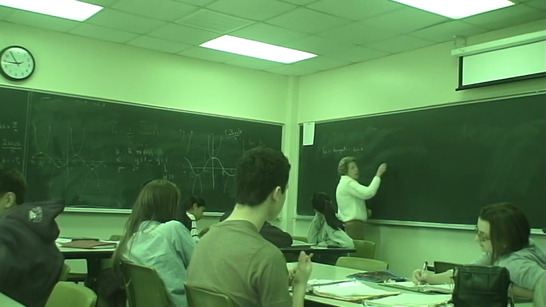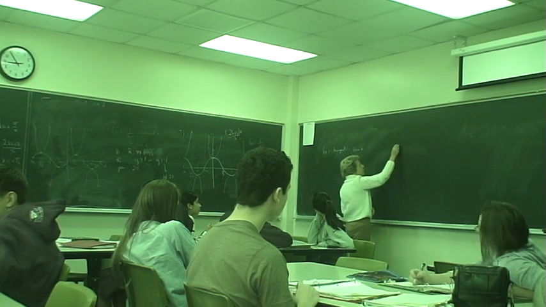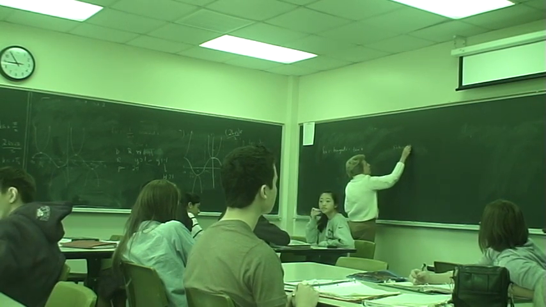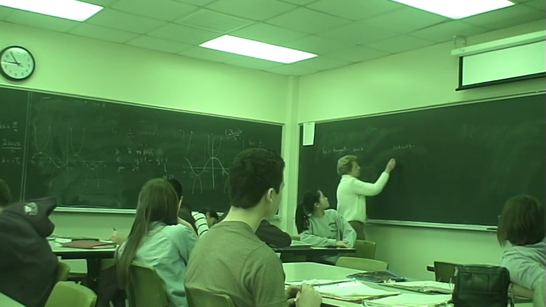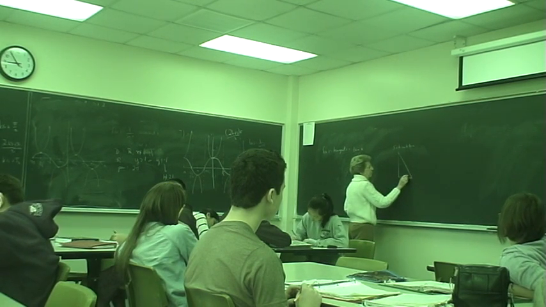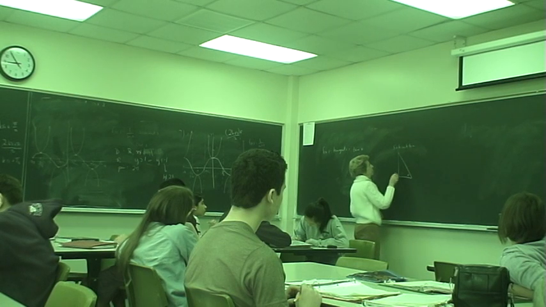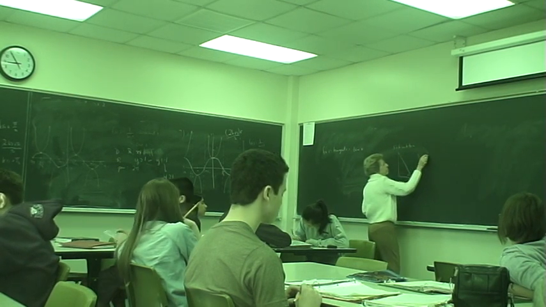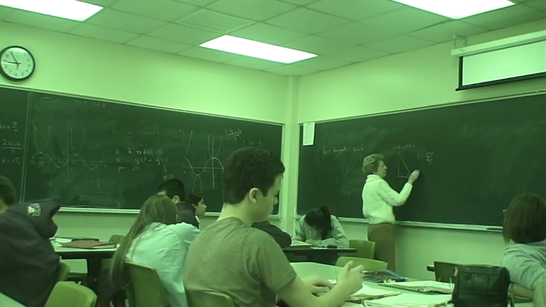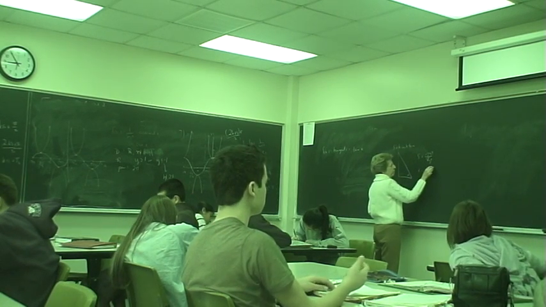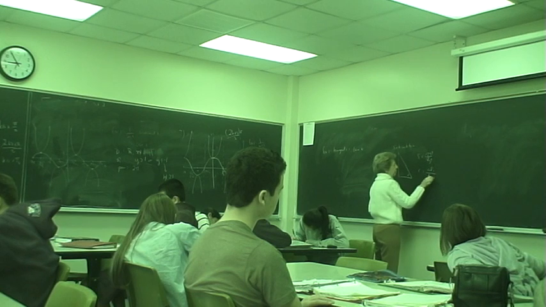So, I heard you say SOHCAHTOA. Yeah. What's the deal with that? So sine is opposite over hypotenuse, which is SOH, and cosine is adjacent over hypotenuse, which is CAH, and tangent is opposite over adjacent, and that's what that means.